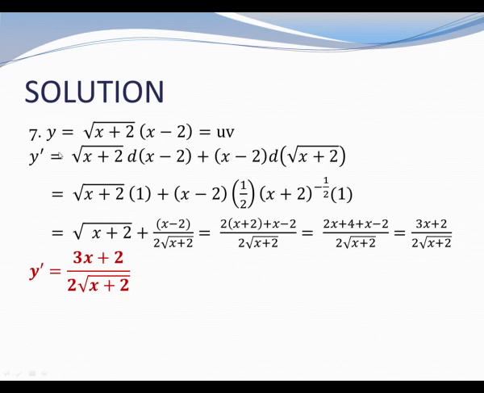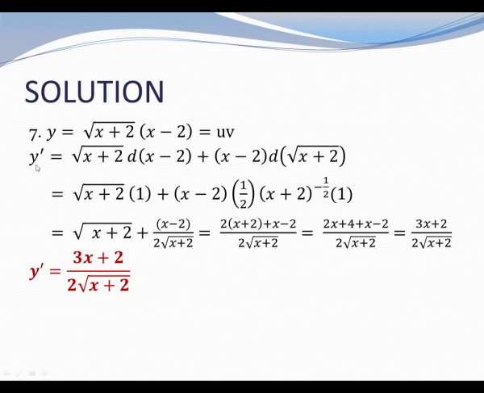And then the next example is another example of the product derivative, which this time we cannot simplify. So instead of another solution, we can only apply the product derivative here because we cannot simplify the given function. So the given function y is equal to the square root of x plus 2 times the quantity x minus 2. Then we can consider the square root of x plus 2 as the u and the quantity x minus 2 as the v.